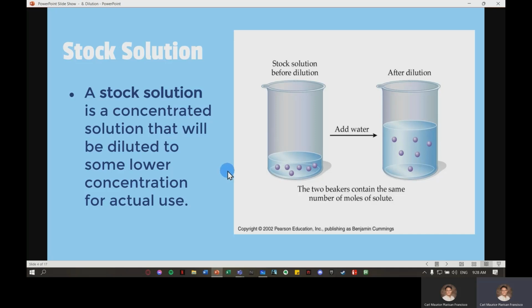Stock solution po yung parang starting point. Siya po yung gagamitin natin as basis na idadilute. So sa stock solution po ang ating idadilute by simply, as indicated by the illustration, we're going to add water. So stock solution, it has a certain concentration, and then add water, it is now diluted. Stock solution is a concentrated solution that will be diluted to some lower concentration. So stock solution is your starting point.